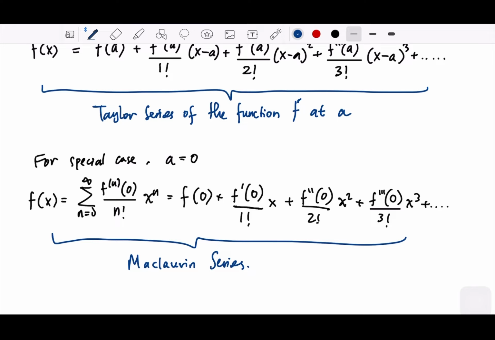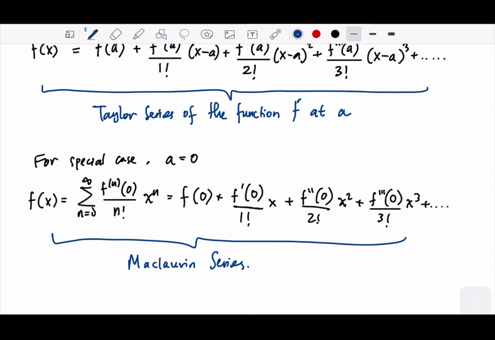Remember the 1 over 1 minus x, we can actually see that in terms of the x, some coefficient here, and then x squared, x cubed. It seems similar to what we have done before, right? So it's a general way to put our functions in terms of power series. So now you have another way to set up a series.